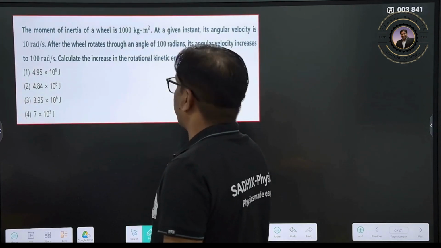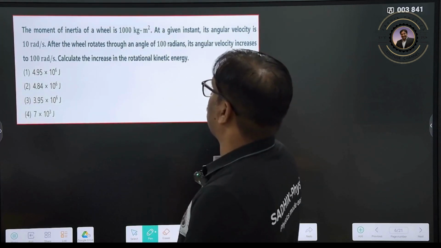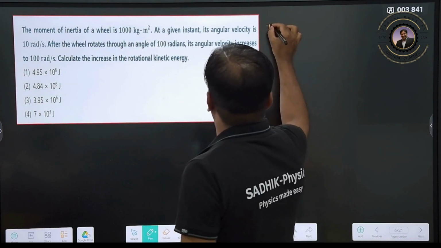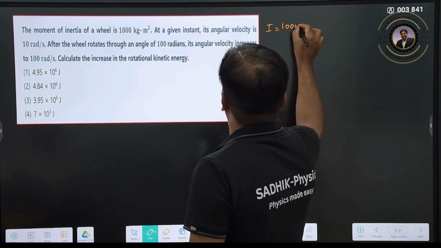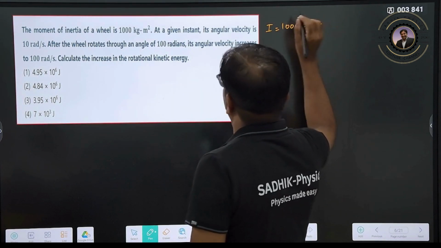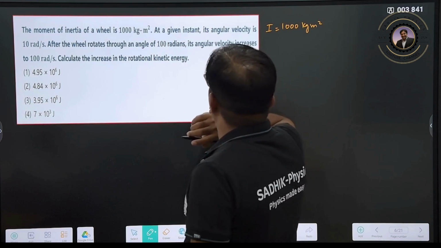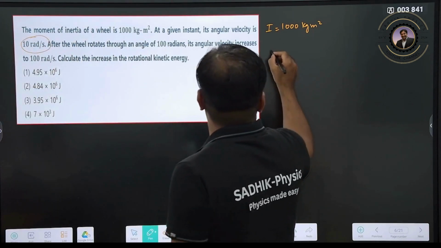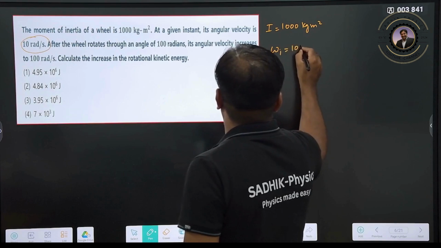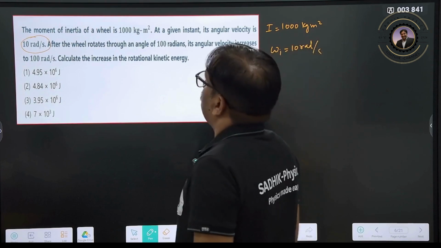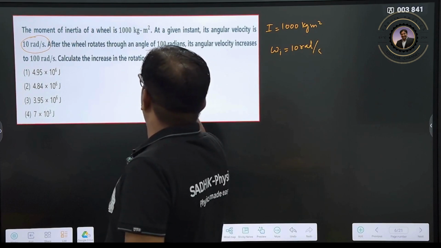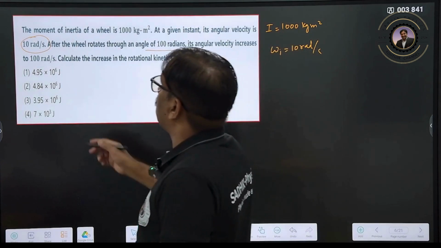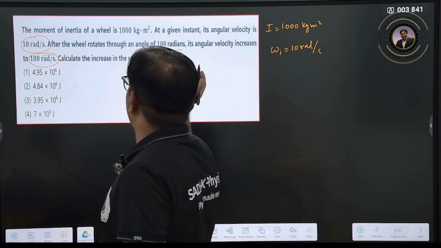Let us see here. Therefore, here the moment of inertia of the wheel is already given, no need to calculate. I is given directly. How much? 1000 kg meter square. Clear? At an instant, the angular velocity is 10 radians per second. Initial angular velocity is 10 radians per second. After the wheel rotates through an angle of 100 radians, its angular velocity increases to 100 radians per second. Calculate the increase in rotational kinetic energy.